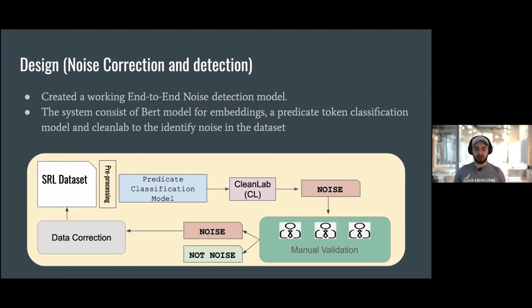And then the noise list is extracted and sent to the annotators to do some manual validation to decide whether the noise flagged by CleanLab are actual noise or not. And finally, on the actual noise list, we just perform some correction and we feed it back into the original corpus and we do our own analysis. Next slide, please.